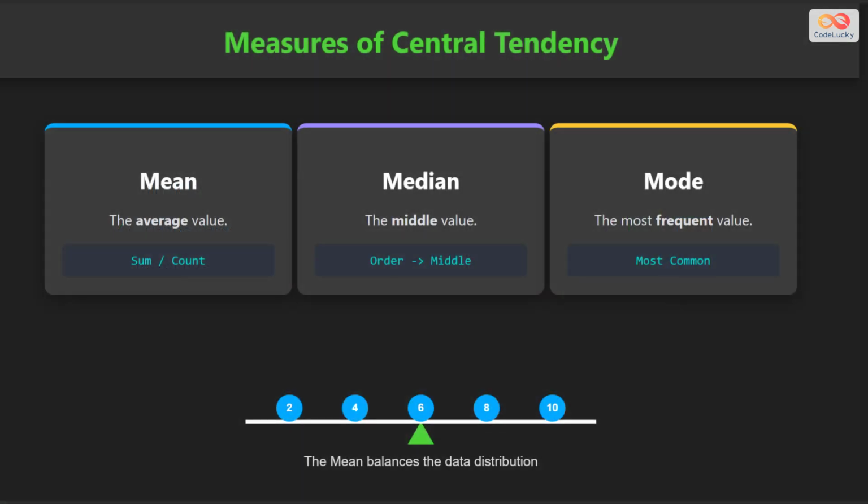One of the most common ways to describe data is by finding the center. We call these measures of central tendency. You probably know them. The mean is the average. The median is the middle number when you line them all up. And the mode is the number that appears most often. These three numbers give us a snapshot of the typical value in our data.